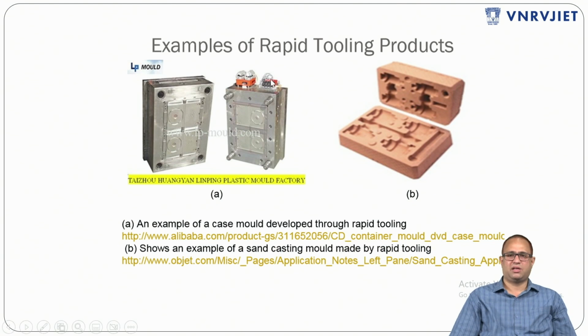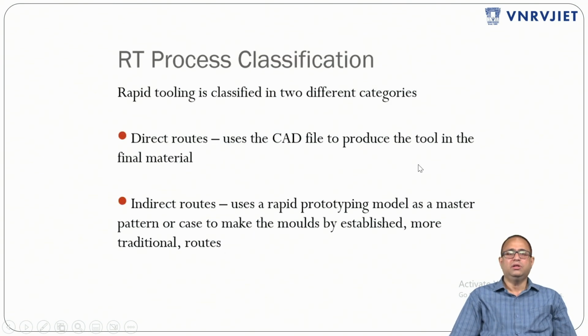Now here you can see this is also one of the examples. The first example is a case mold developed through rapid tooling, and figure B shows an example of a sand casting mold made with rapid tooling. You can see the complexity of the model. It's a mold.